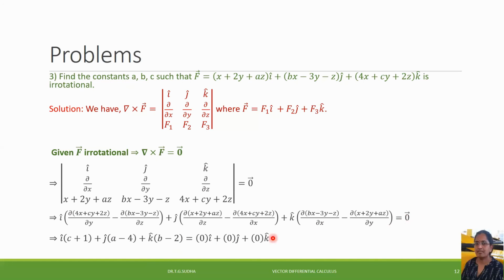So 0 vector can be expressed as 0i + 0j + 0k. So two vectors are equal if and only if their corresponding components are equal. That is, coefficient of i must be equal, coefficient of j must be equal, coefficient of k must be equal. So we get c + 1 = 0, a − 4 = 0, b − 2 = 0, which gives us c = −1, a = 4, and b = 2. So whenever a vector field is irrotational, we can find the constants in this way. Thank you.